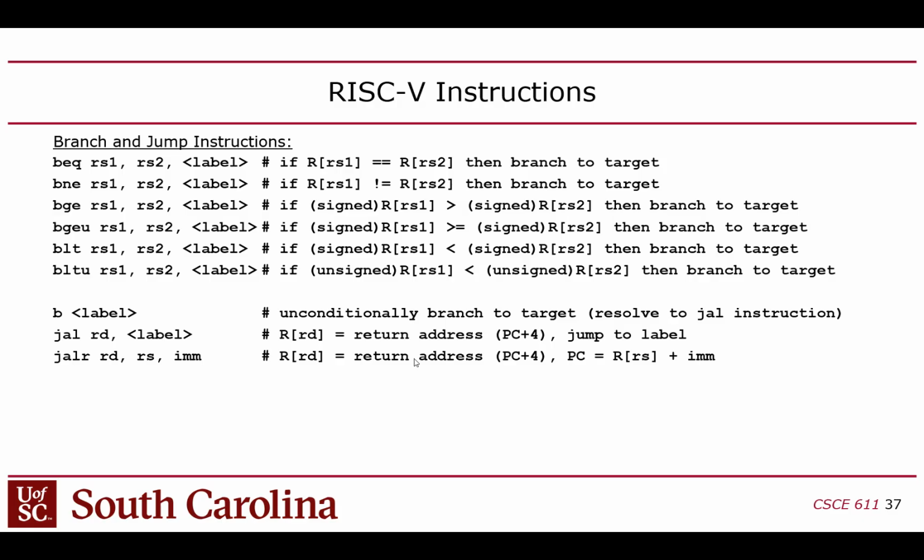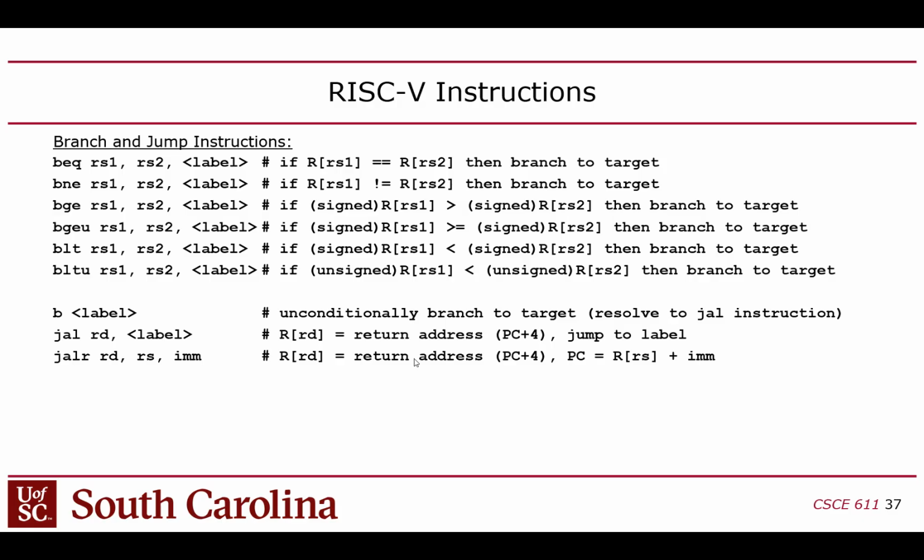Likewise, branch was the conditional version of a jump. But for some reason, just to make things a little confusing, the unconditional jump is B instead of J, like it was in MIPS. So just be aware of that. And then there's a jump and link and a jump and link register.